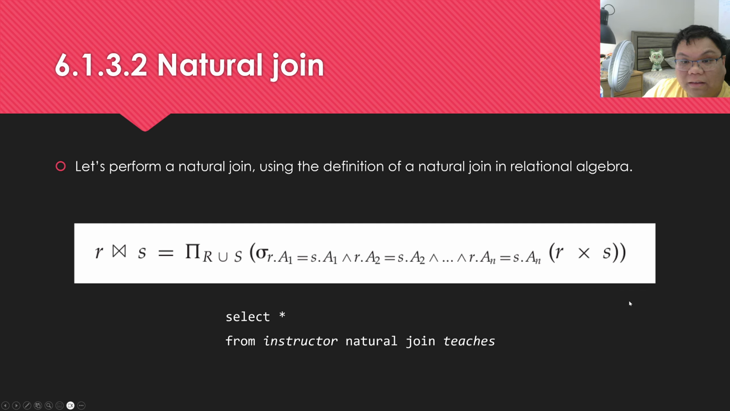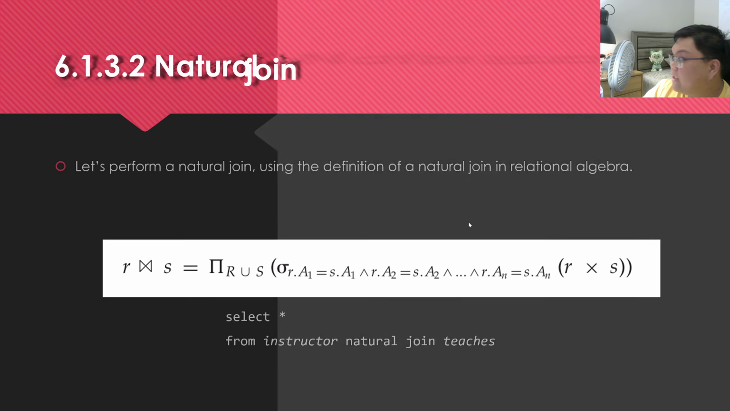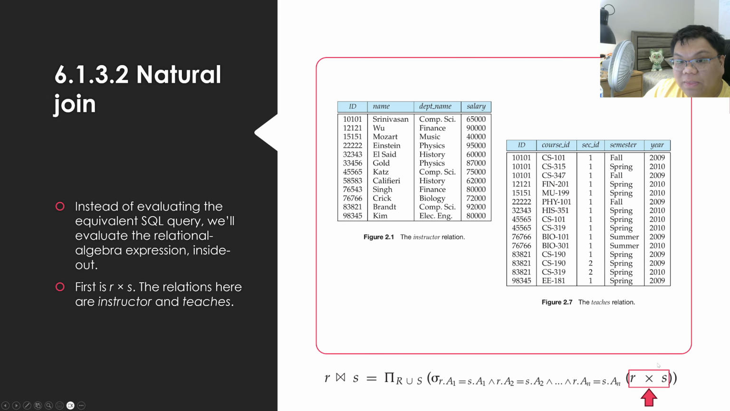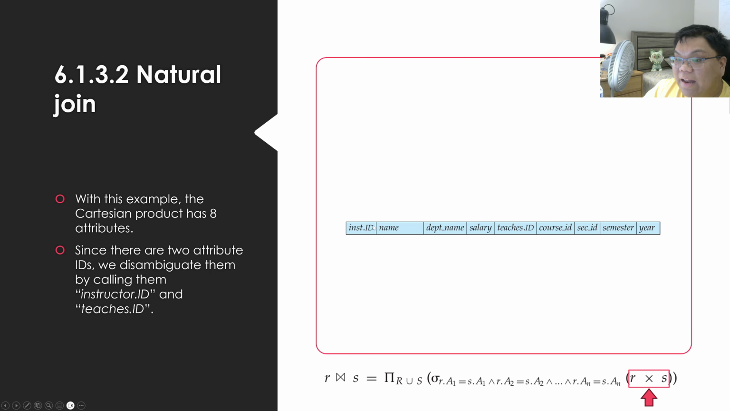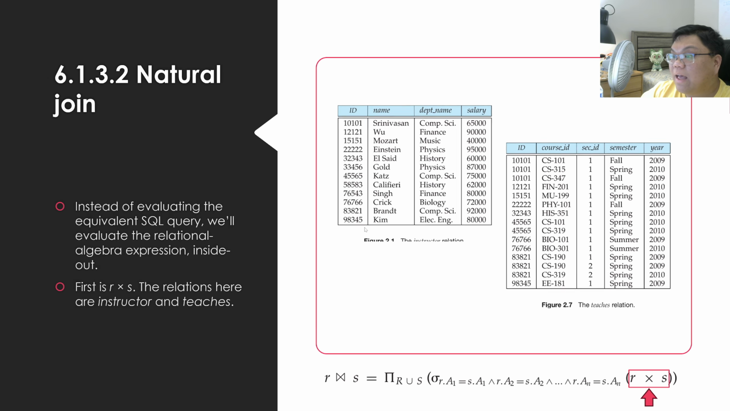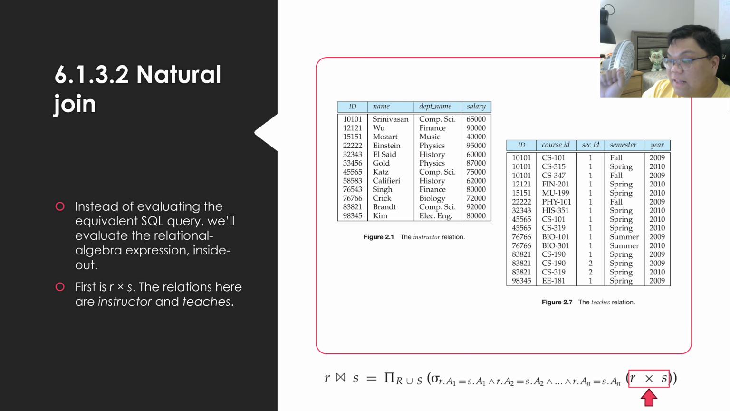The equivalent query would be something like select star from instructor natural join teaches. We're not going to evaluate this query, we're going to evaluate this query here. So we're going to start inside out by first evaluating the Cartesian join of R and S. So we have the instructor and teacher's relations. We're going to do the Cartesian join, and it's going to have 8 attributes, and that's because of the instructor relation and teacher's relation.